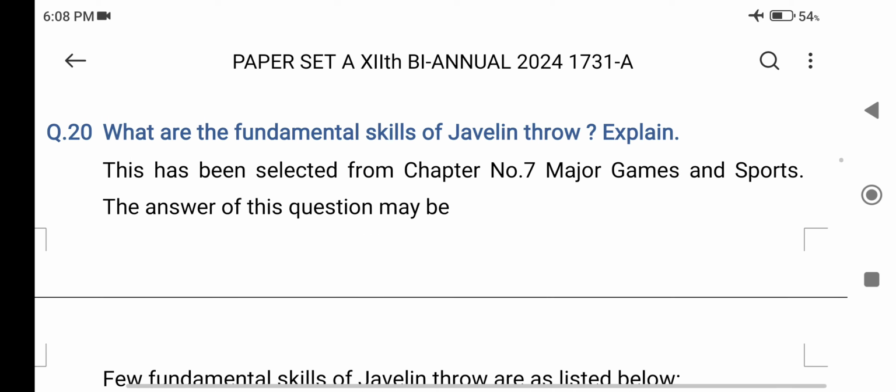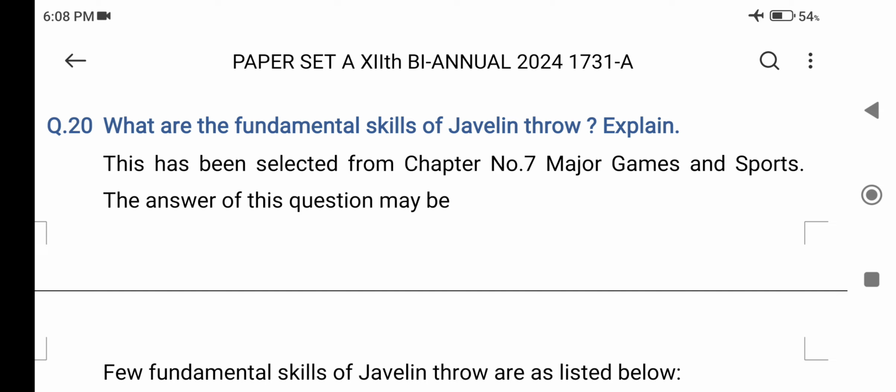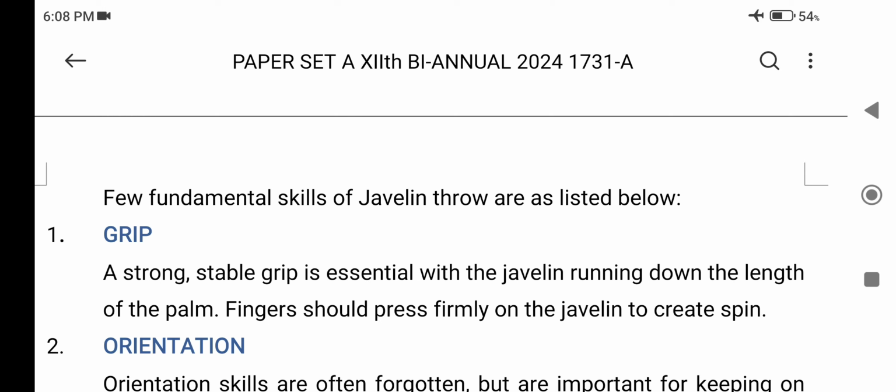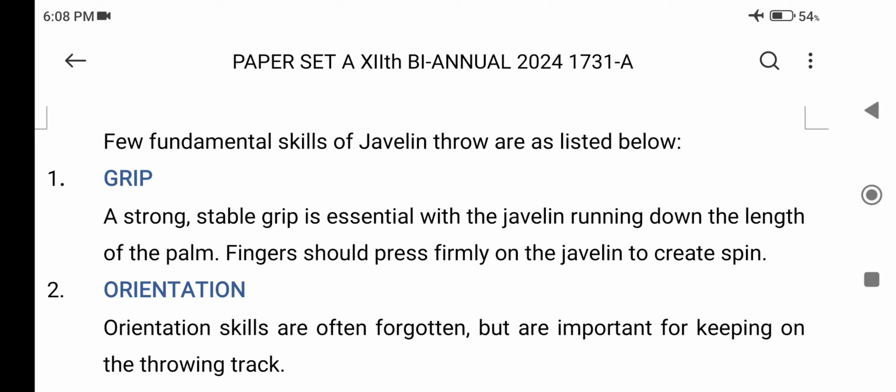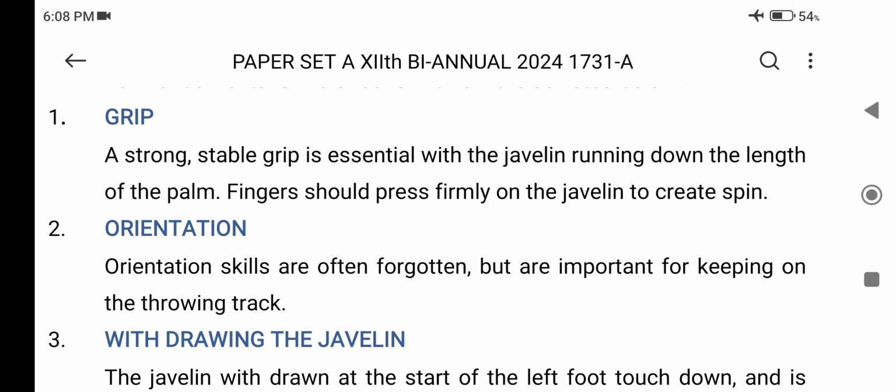Question number 20. What are the fundamental skills of javelin throw? Explain. This question has been selected from chapter number 7, Major Games and Sports. The answer of this question may be: a few fundamental skills of javelin throw are as listed below. Number 1, grip. A strong, stable grip is essential, with the javelin running down the length of the palm. Fingers should press firmly on the javelin to create spin.